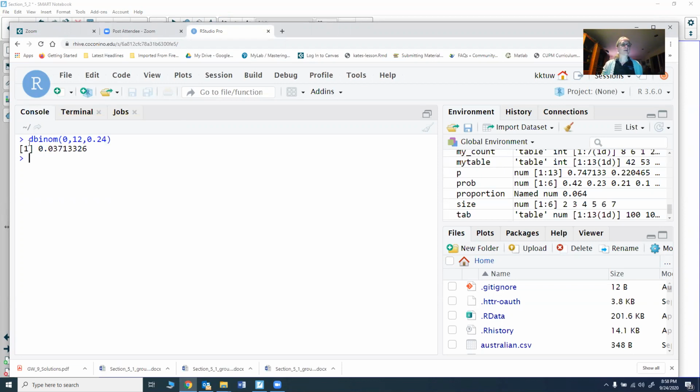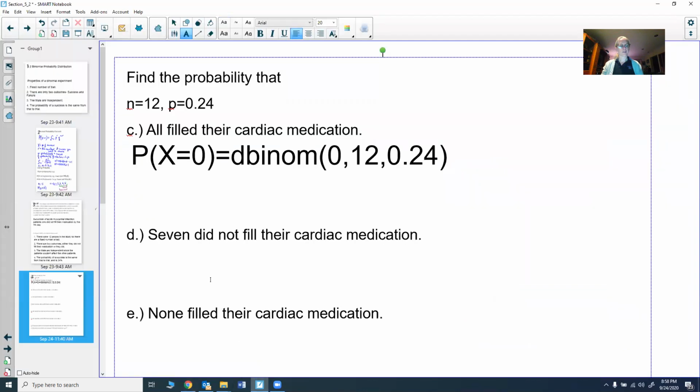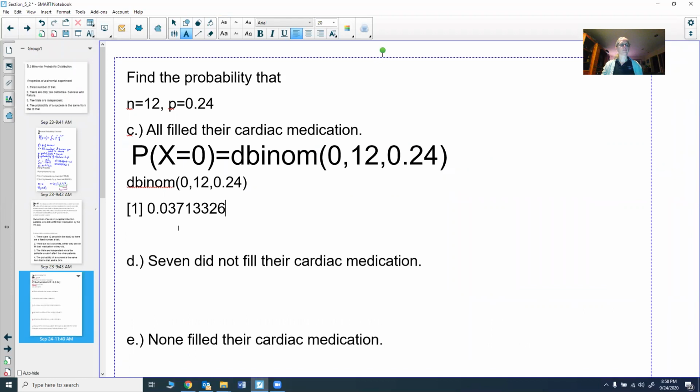And there's your probability. I can copy this if I want to. If you're doing an RMD file, you don't need to, but if you're doing it in a Word file, you would copy it and paste it into your file. So there's my probability that X equals 0. It's equal to 0.037, which is a fairly small number. So it would be kind of unusual that none of them did it, but not too unusual.